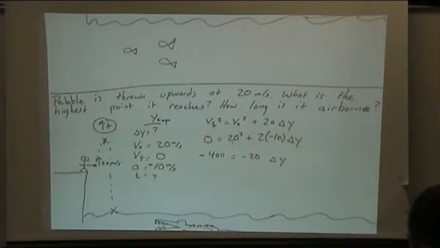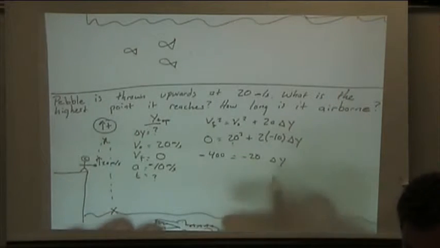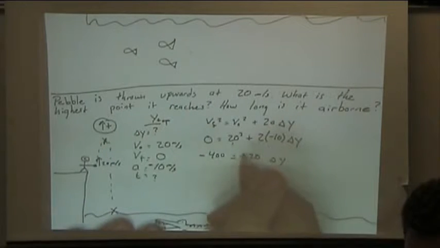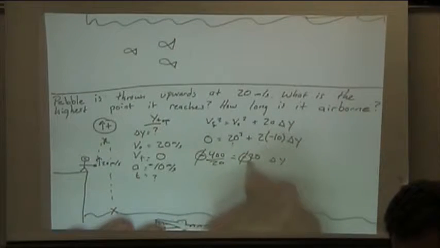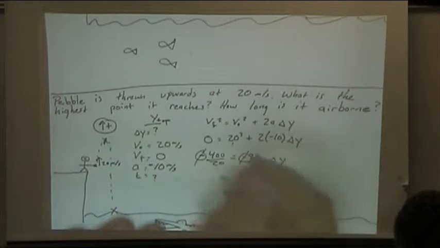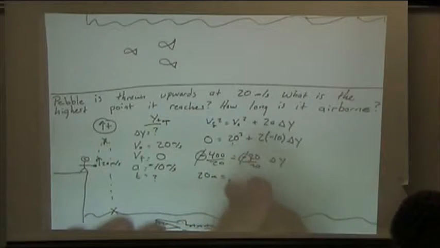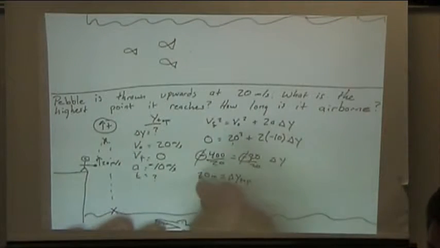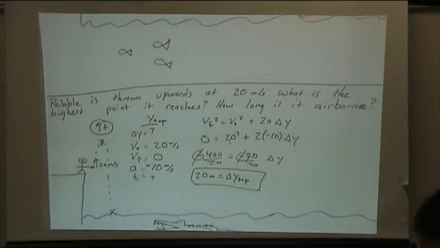So 400 divided by 20 is 20. And what we'll see here is that the negatives kind of take care of themselves at that point. We'll divide both sides by 20, and just by coincidence, 20 meters equals delta y. And we'll put a little subscript top because this list of givens applied for the top situation.